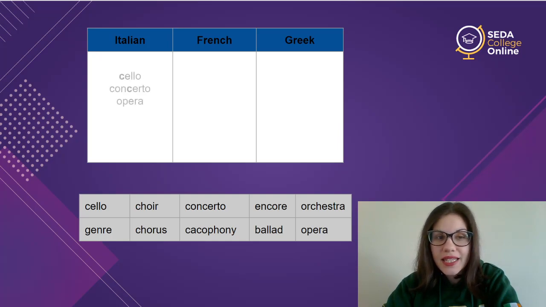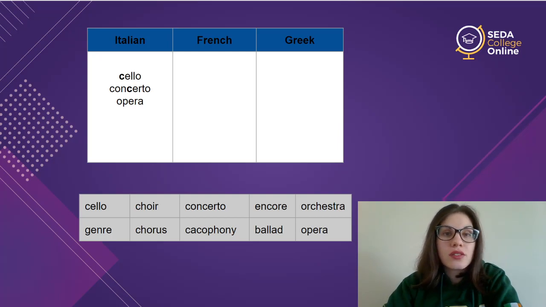We have Italian: cello, concerto, opera. And you see here the sound ch that is very, very common, the C-E. In English, the C-E is usually pronounced S, like center, okay, city center. But if the word originates from Italian, you have the ch sound.